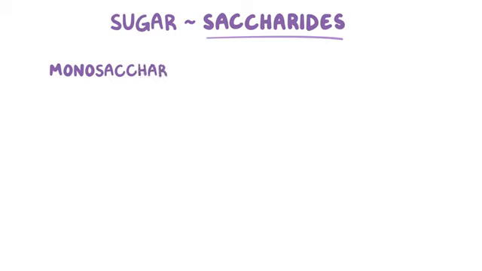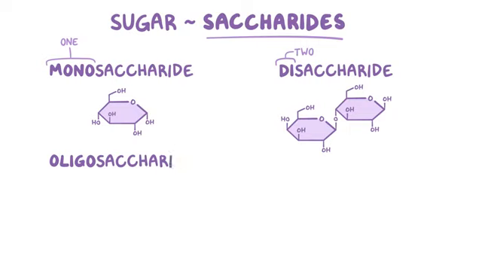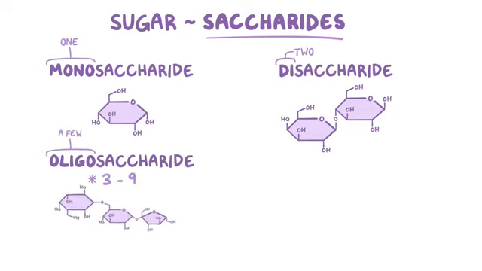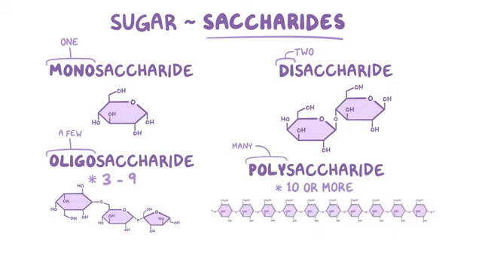Sugar actually refers to a family of molecules called saccharides. Monosaccharides, where mono means one, so one sugar molecule. Disaccharides, where di means two, so two sugar molecules linked together. Oligosaccharides, where oligo means a few, so it's 3 to 9 sugar molecules linked together. And polysaccharides, where poly means many, so it's 10 or more sugar molecules linked together.